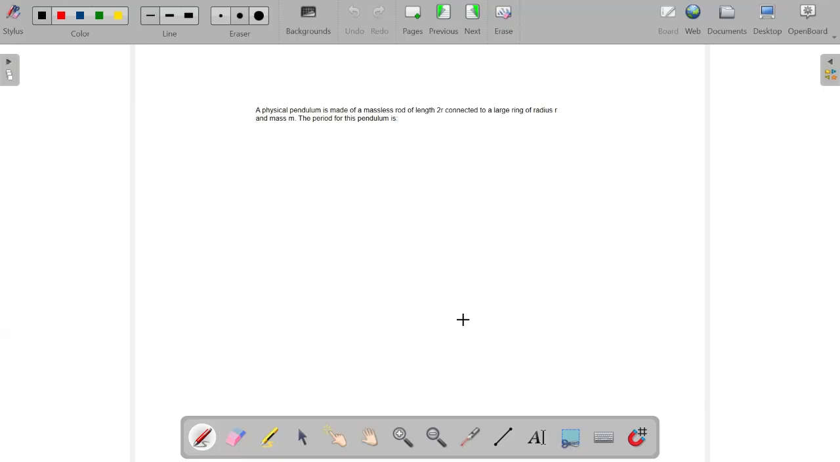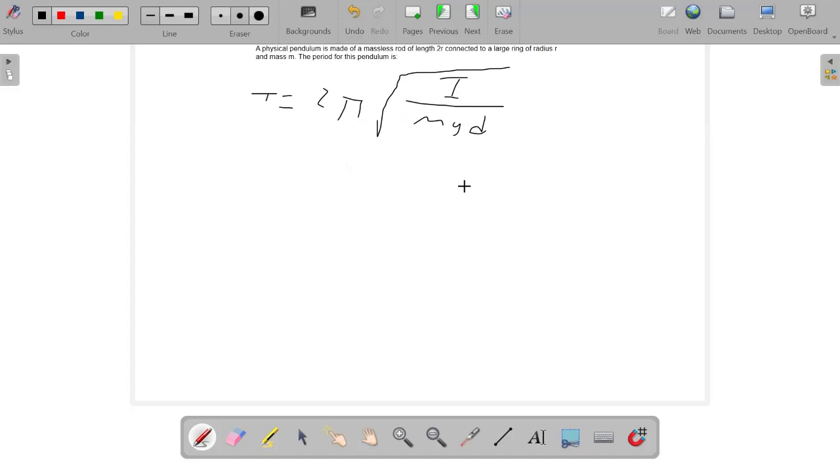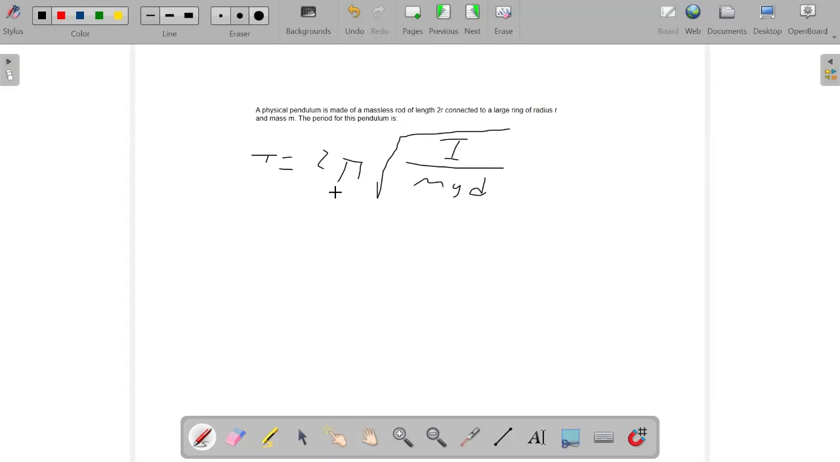Okay. This one's also not very difficult. So remember that period is equal to 2 pi times the square root of I over mgd. Now, I'm just going to quickly show how you can get to this conclusion, because I think it's helpful to know. It's not necessary, but I think it's helpful to know. It actually might be necessary. I don't know.